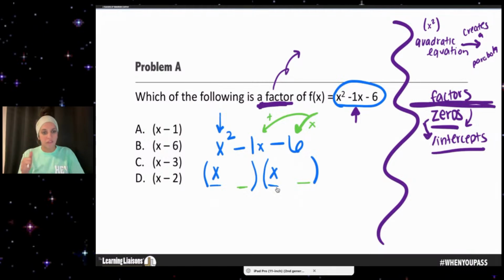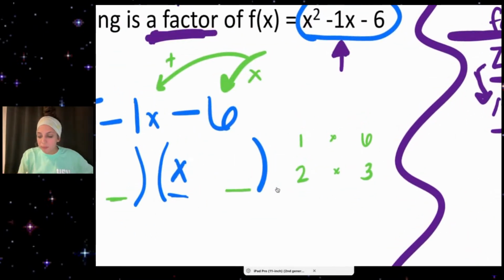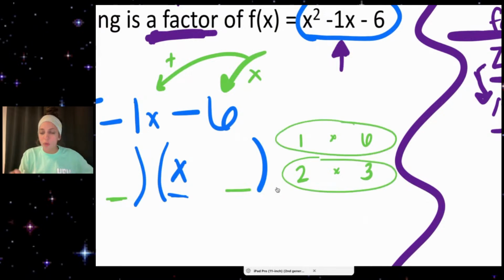So here's what I do every single time. It's the fastest way for me. I think about what multiplies to give me -6. 1 and 6, 2 times 3, and that's it. Those are the only sets of factors. Once I literally list them on my paper, which of these pairs has the potential to add or subtract to give me a -1?